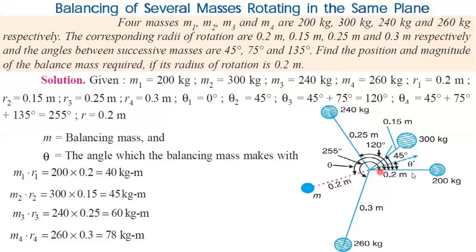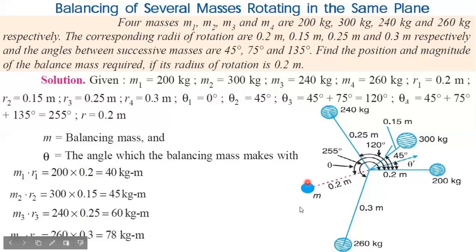So mass 1 is the reference. And the fourth mass will be at 45, 75 and 135, so totally we will be having 255 degree. The fourth mass is 260 kg, and it is at 255 degree from reference mass M1. So now we have drawn the angular positions of the masses.